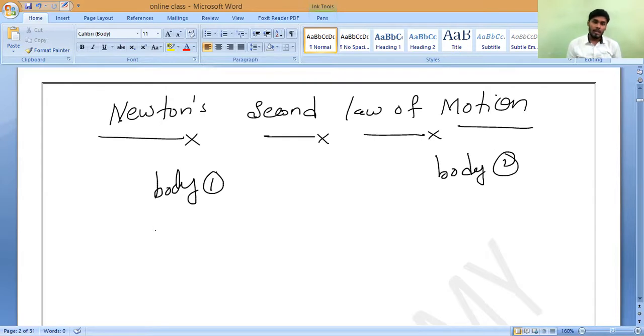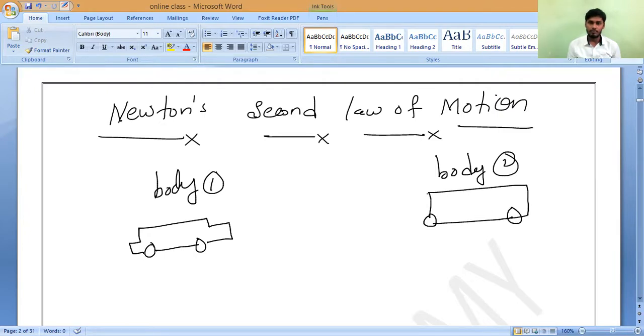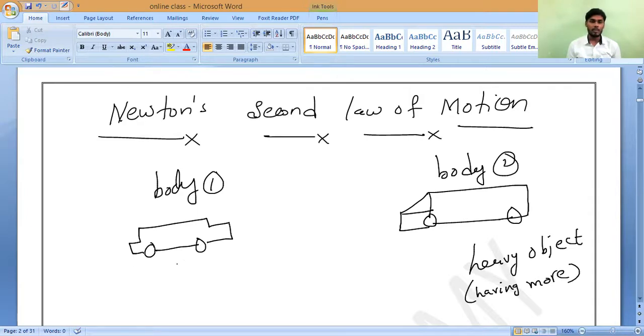Now let me imagine this body one is a car, for your better understanding. This is a car. And this is a lorry. This is the lighter object, and this is the heavy object. Why is it heavy? Because it has more mass. The lighter object has less mass.